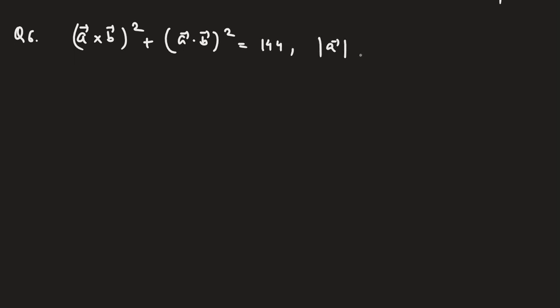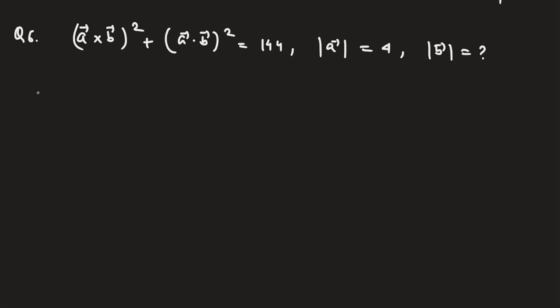Next question they are asking, question number 6, it is based on Lagrange's identity. A vector cross b vector whole square plus a vector dot b vector whole square is equal to 144. Mod of a vector is nothing but 4. Can we find mod of b vector?